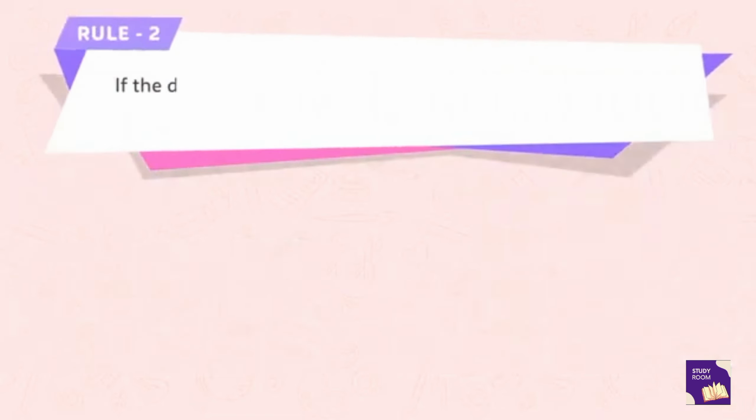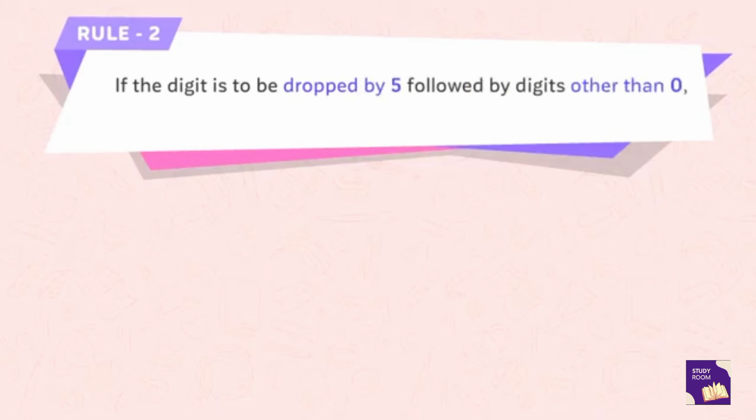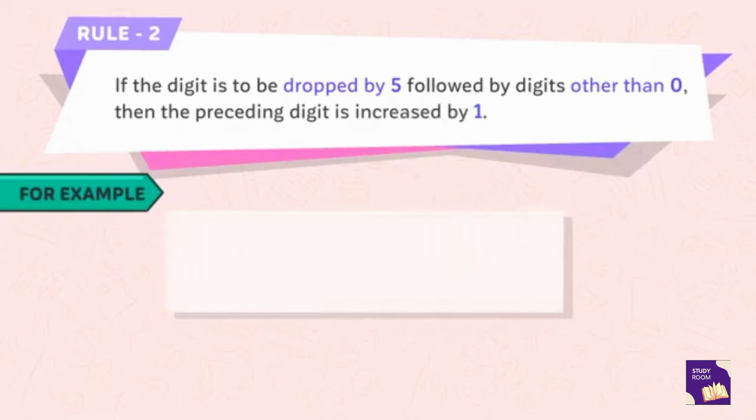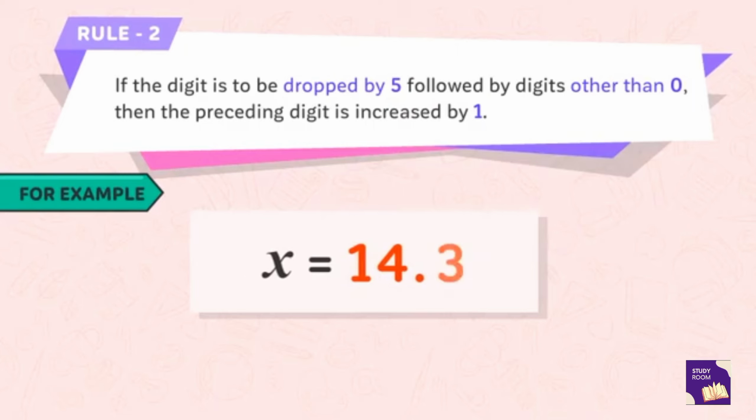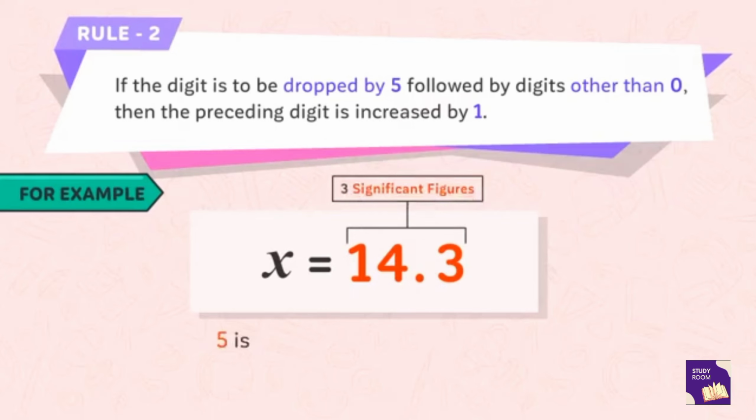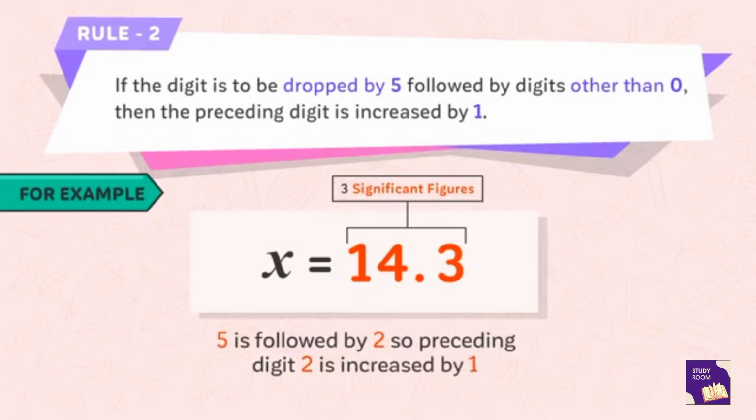Rule number 2. If the digit to be dropped is 5 followed by digits other than 0, then the preceding digit is increased by 1. For example, x equal to 14.252 is rounded off to x equal to 14.3, which has three significant figures because 5 is followed by 2, so the preceding digit 2 is increased by 1.